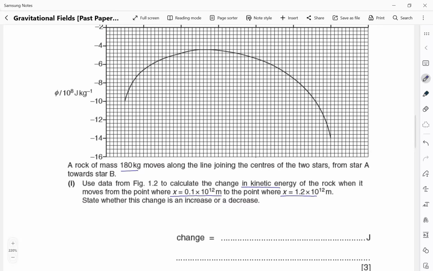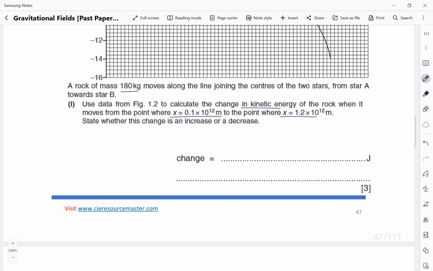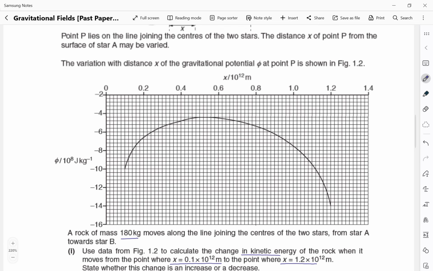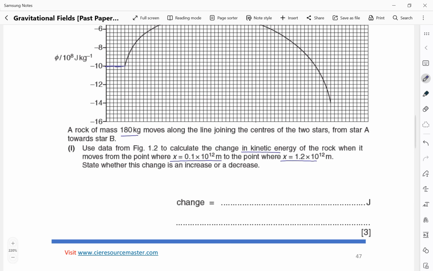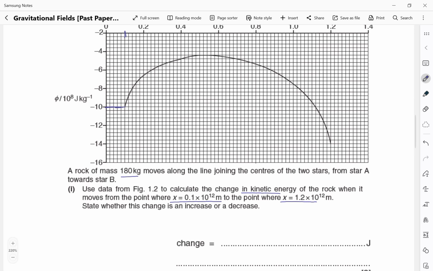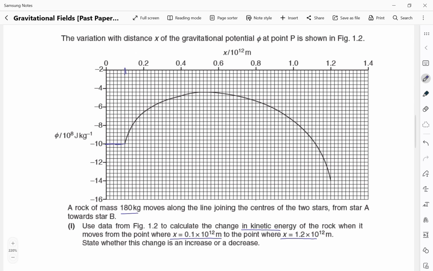Okay, so let's look at these points. I think 0.1 is this one here, where the potential is -10. Then 1.2 is this one here.